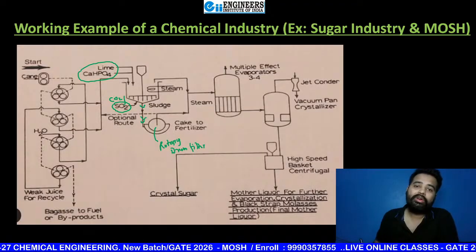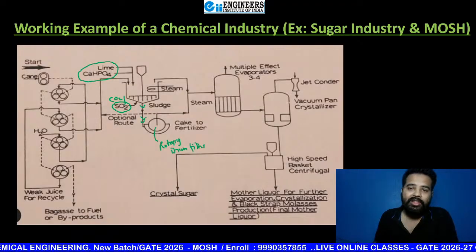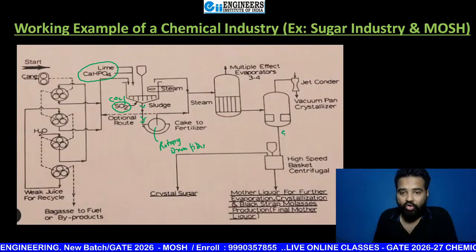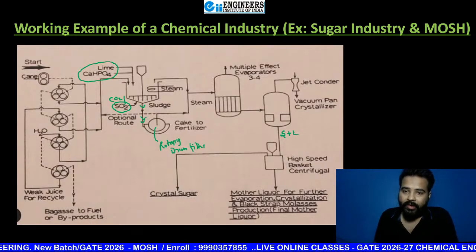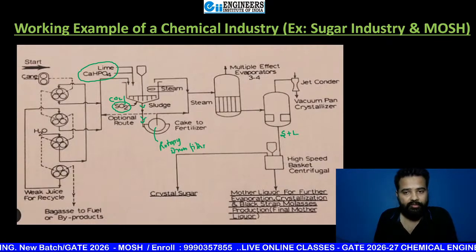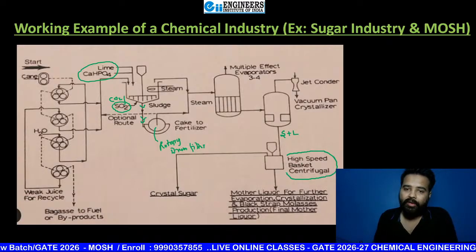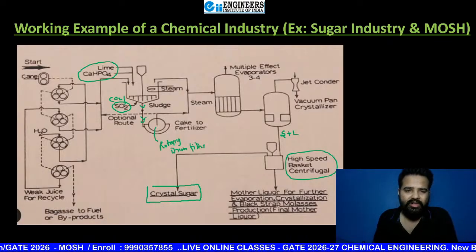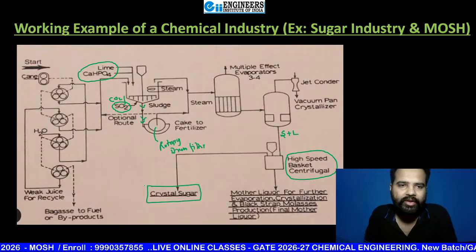And now you are going to concentrate that juice in a multiple effect evaporator, followed by crystallization in a vacuum pan crystallizer. Now you have solid, that is crystal, plus mother liquor, that is liquid, and you are going to separate the solid from this liquid with the help of this basket centrifugal, and here you will get your crystal sugar. So just in concise form you have seen this sugar industry.